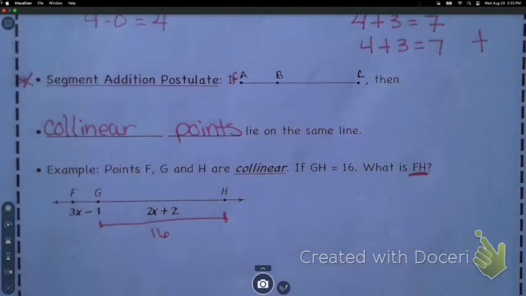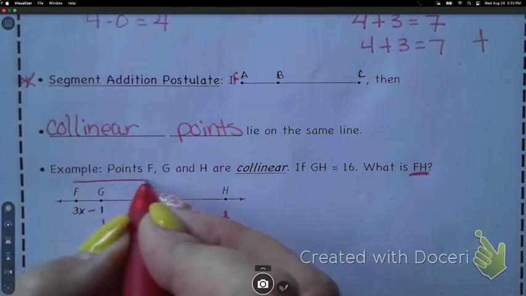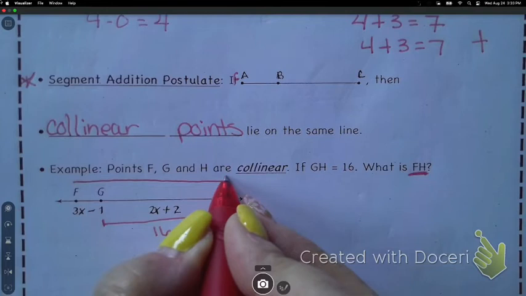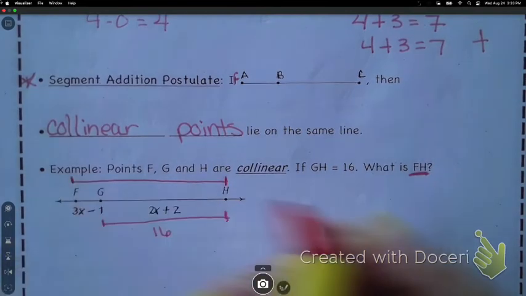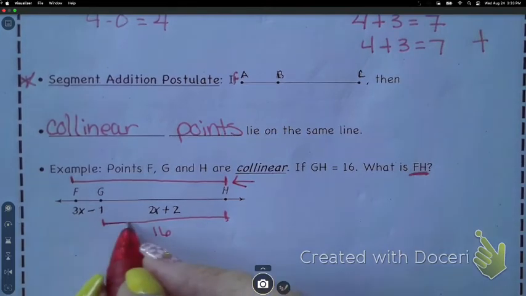Algebra, I will push it. I told you that already, right? So we get better at algebra as we're learning our geometry. So we need FH. So we need the whole thing, don't we? This is what we're trying to find. Right there. And I know this one is 16.